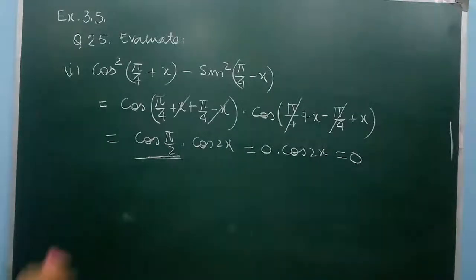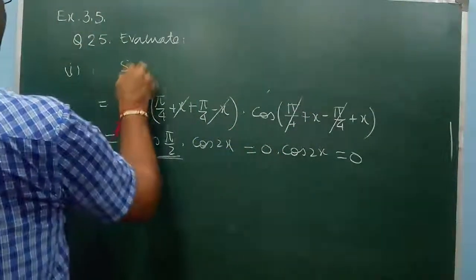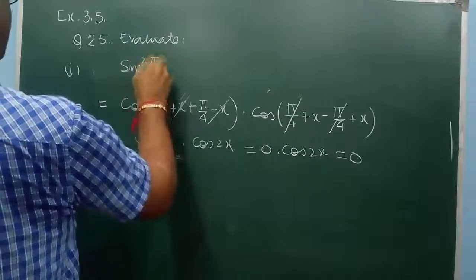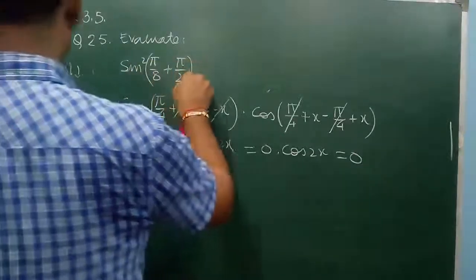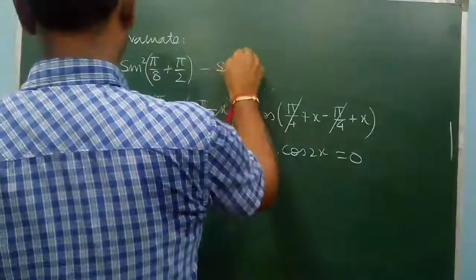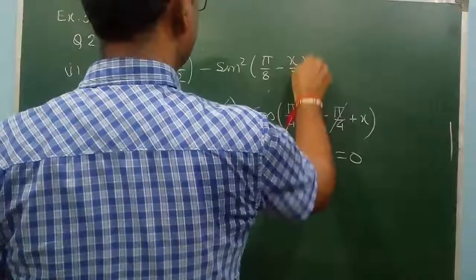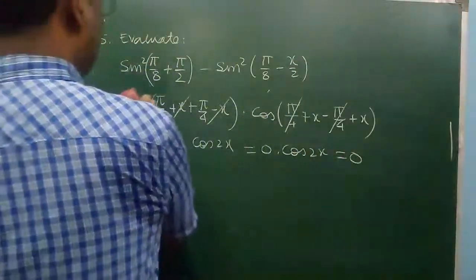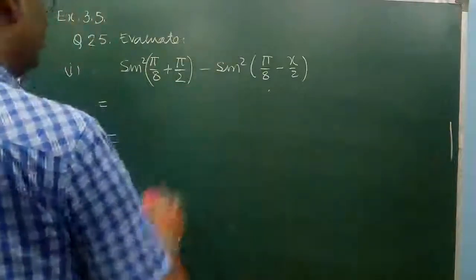Next part, sin square (pi by 8 plus x by 2) minus sin square (pi by 8 minus x by 2). This is sin square C minus sin square D.